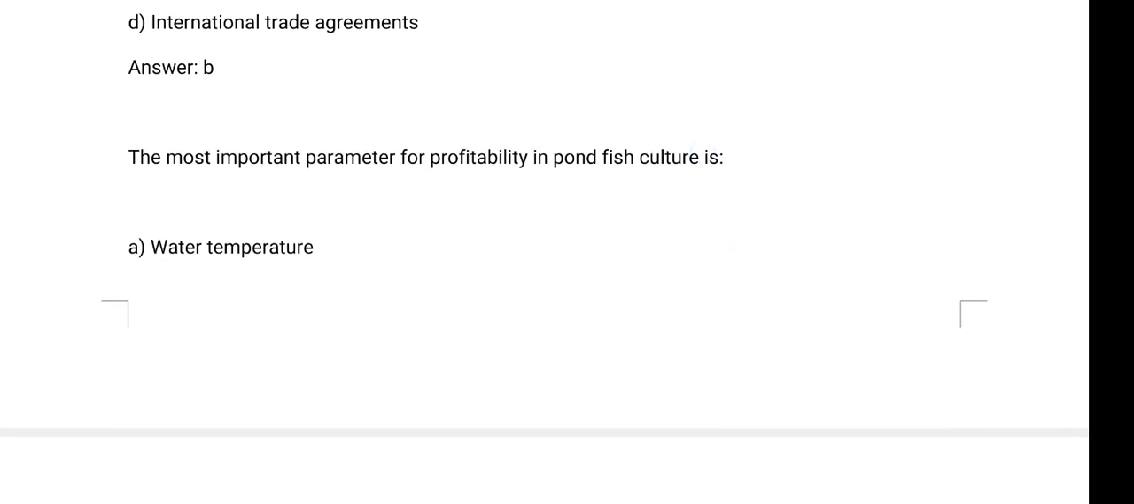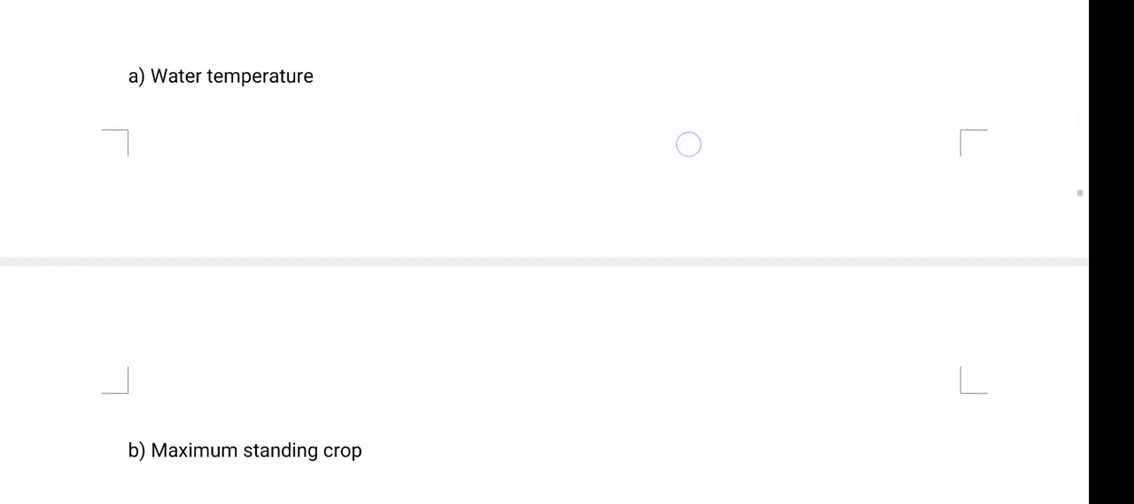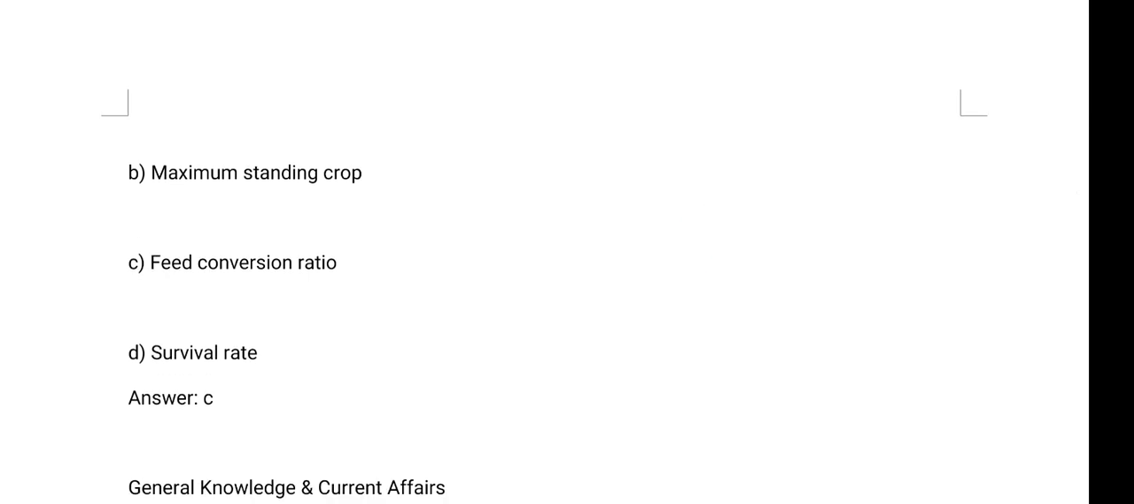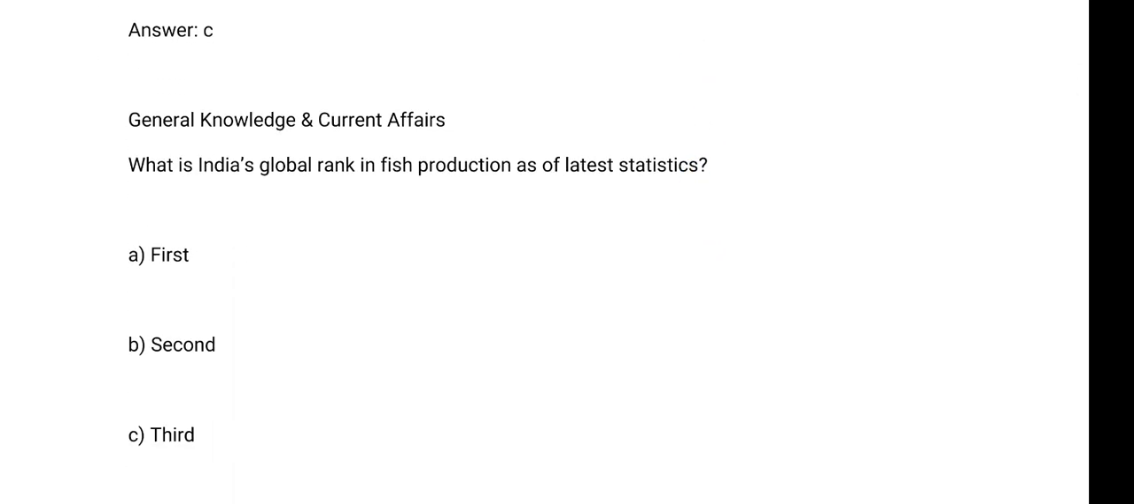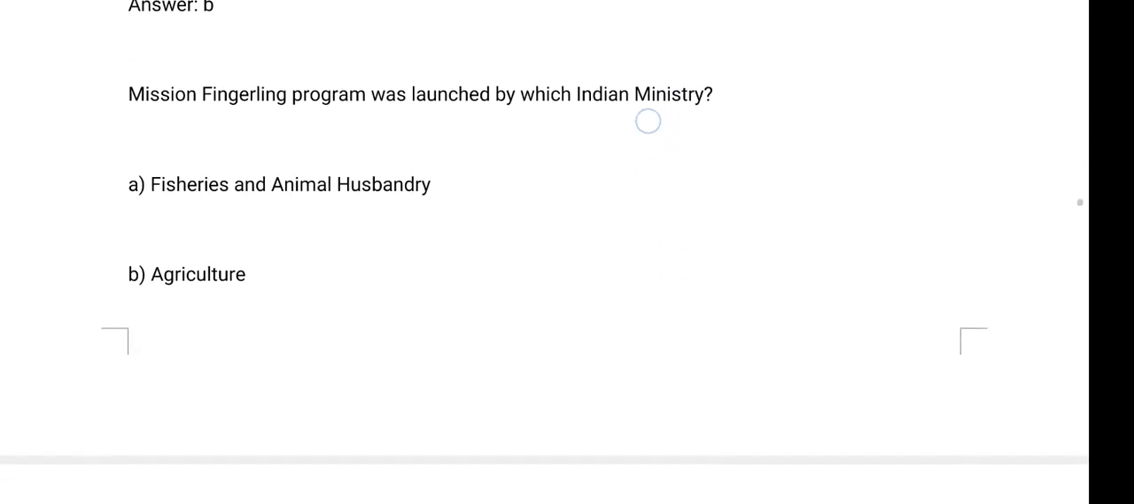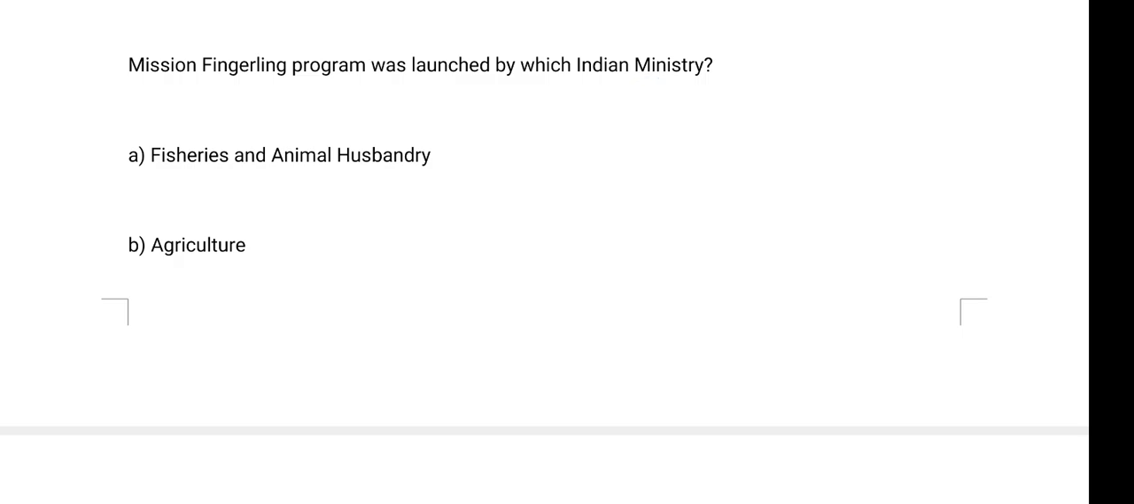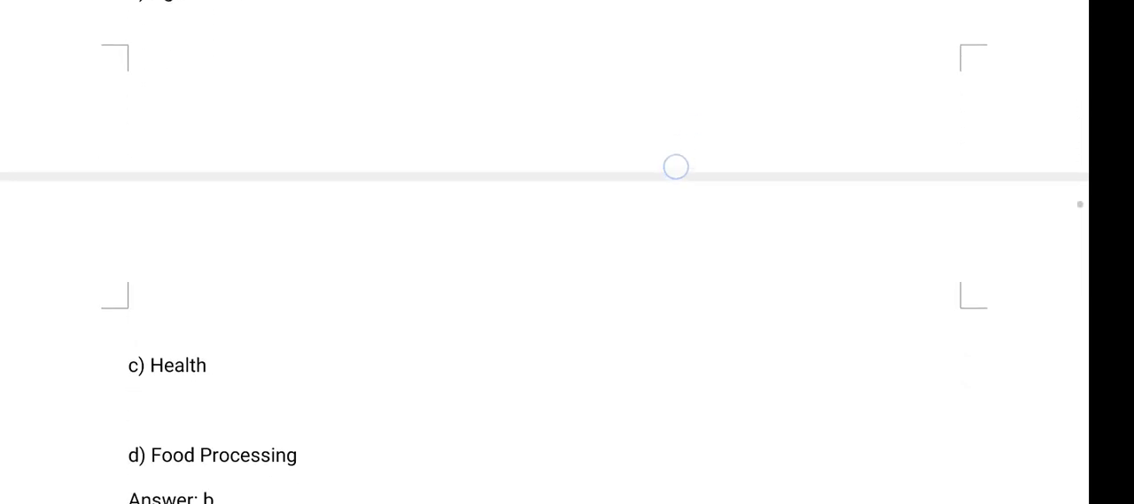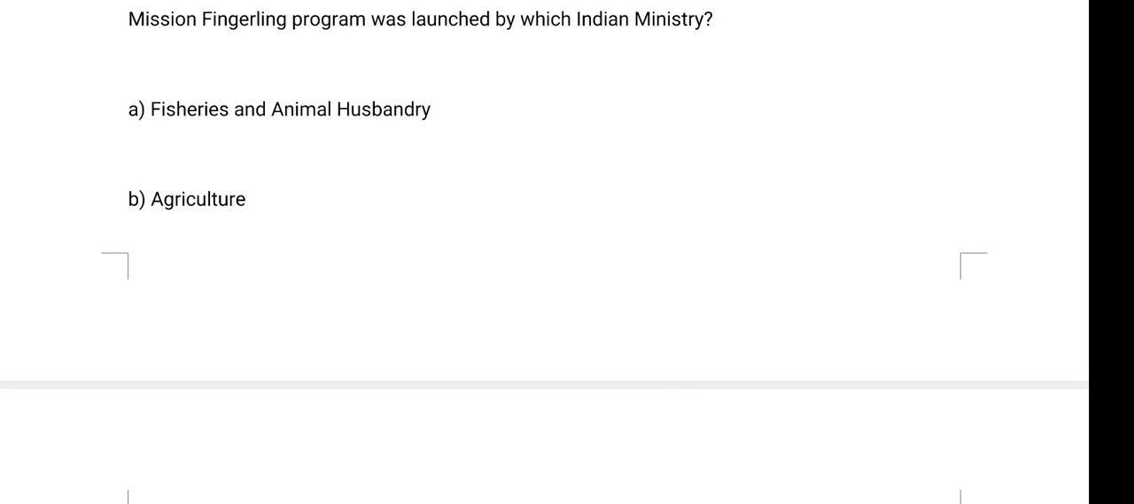Most important parameter for profitability in pond fish culture is, so it is feed conversion ratio, that is FCR. What is India's global rank in fish production as of latest statistics? So it is second. Mission Fingerling program was launched by which Indian ministry? So correct answer is option B, by Ministry of Agriculture.